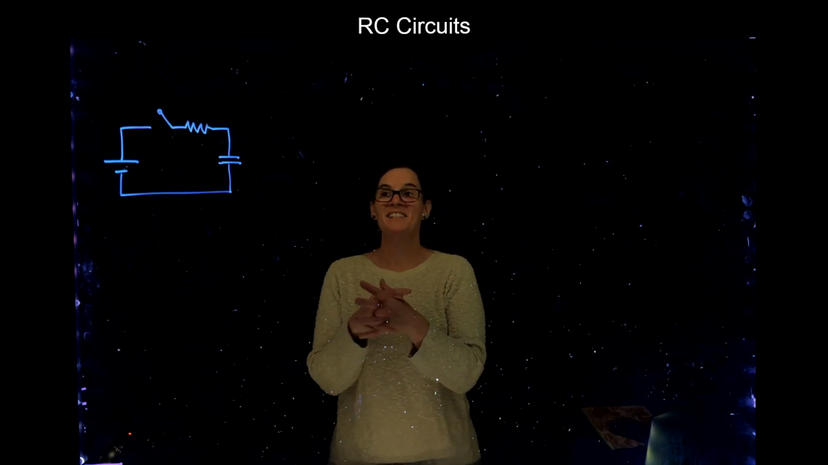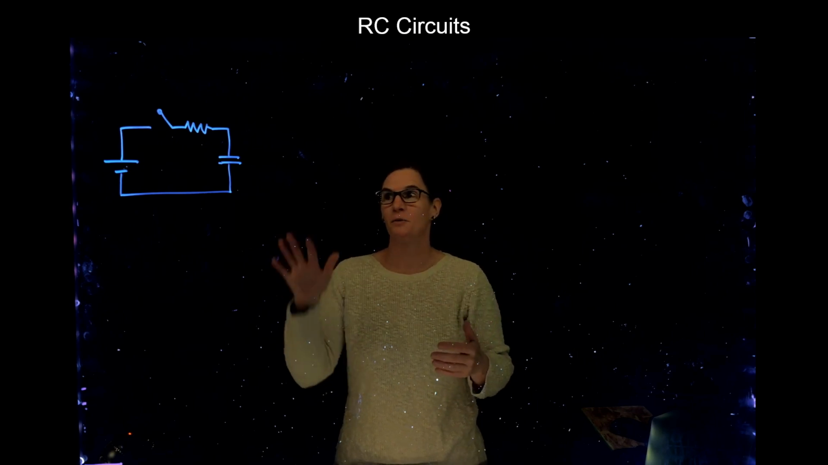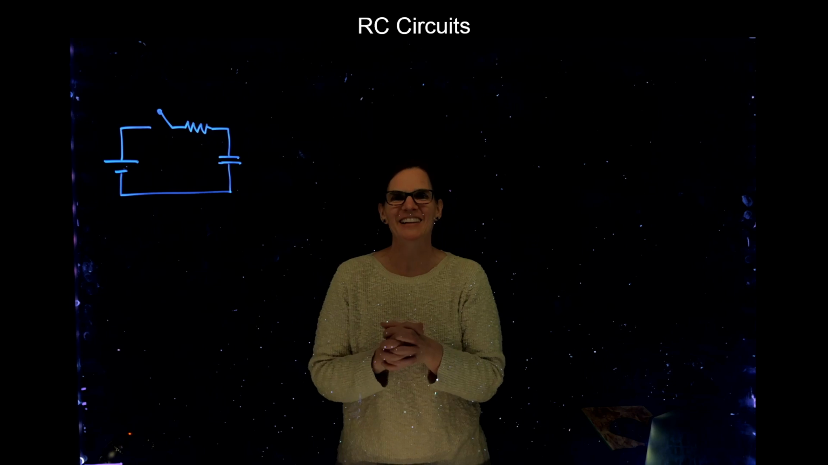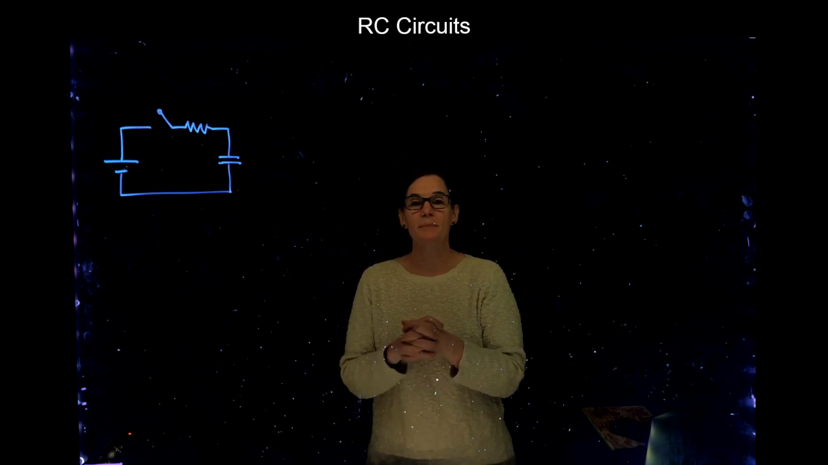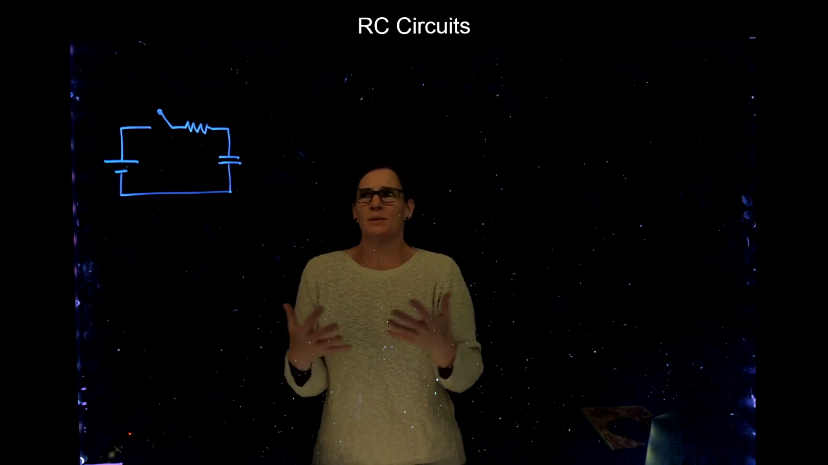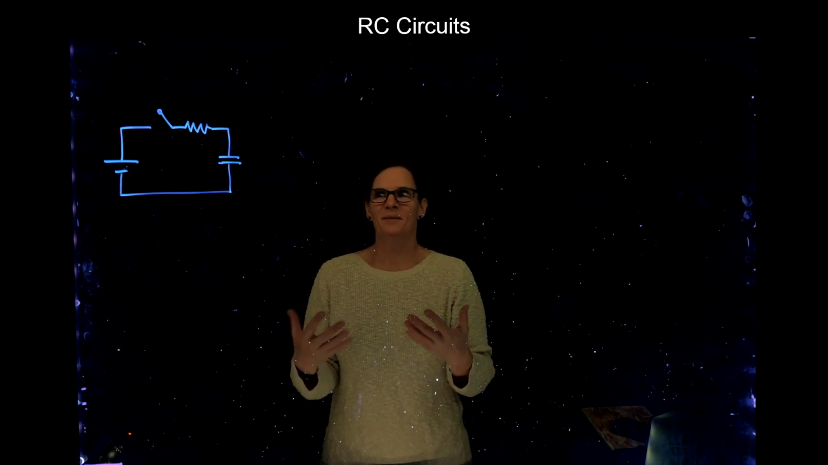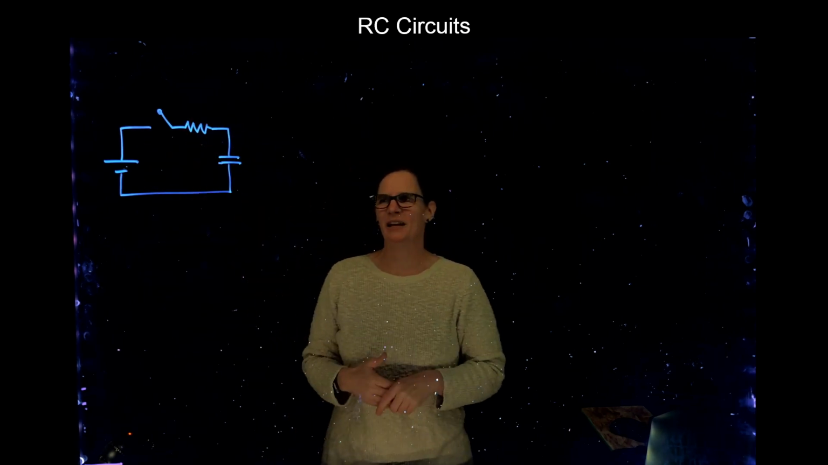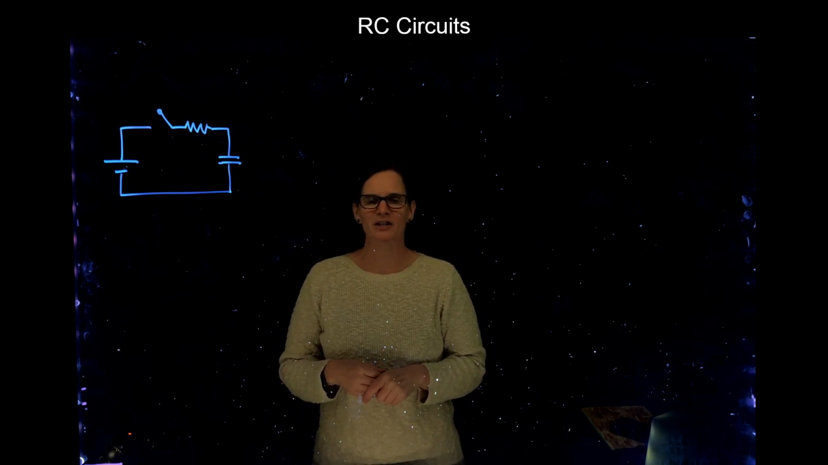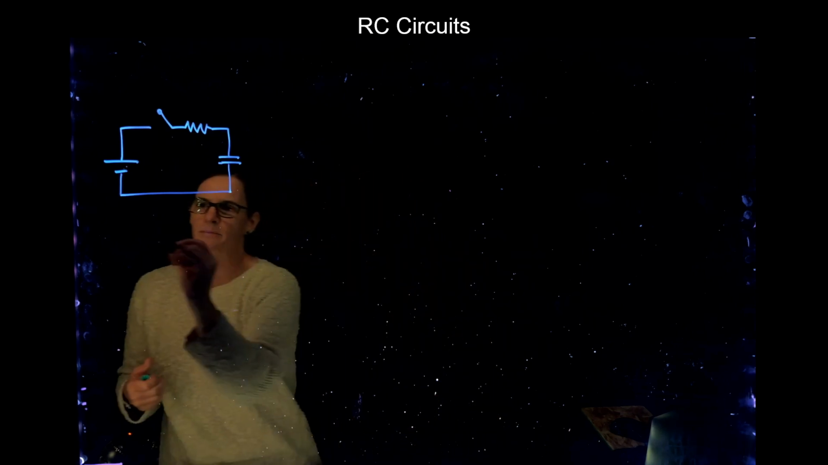All right, so this mini lecture is going to look at the idea of RC circuits, so resistors and capacitors together in a circuit. And we're going to look at a very simple circuit, just one resistor, one capacitor. And what's going to take place when I make it a closed circuit by closing that switch? So we're going to imagine that the resistor we're talking about is a light bulb.